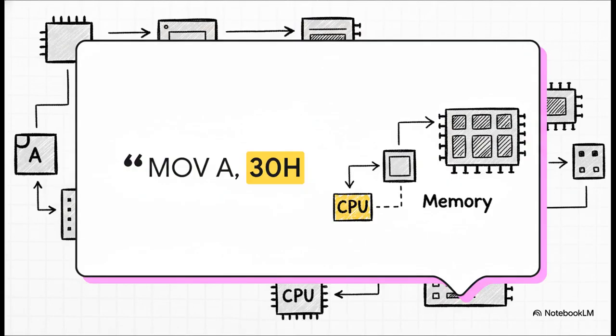MOV A, 30H. Notice what's missing. There's no hash symbol. That's the secret signal to the CPU. It means, don't use the value 30H. Instead, I want you to go to memory address 30H, see what's stored there, and move that data into register A.